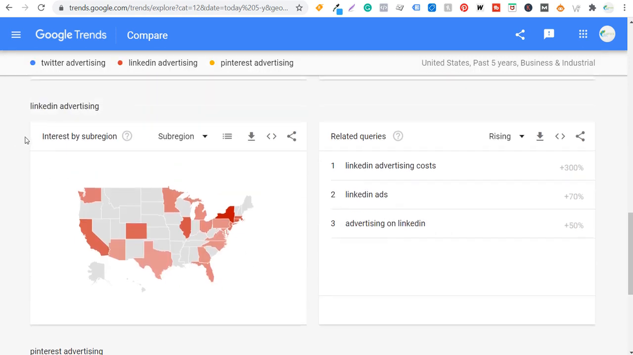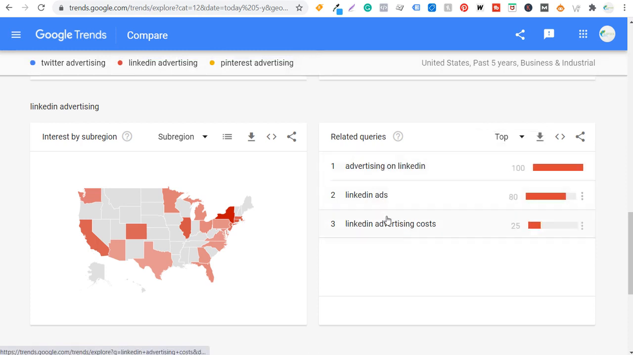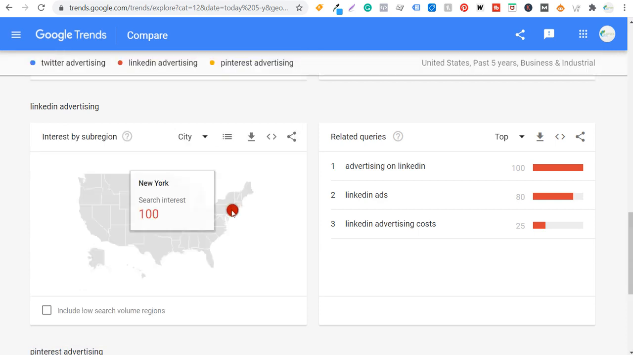So we'll keep coming down. We have LinkedIn advertising. So this has 3 different rising queries. And then if we go to top, you can see it's still just 3. So not really a huge difference there. And then you have interest by subregion as well. And you can break it down. So maybe we click on city and see which cities are showing the most interest. So for this, it's New York.